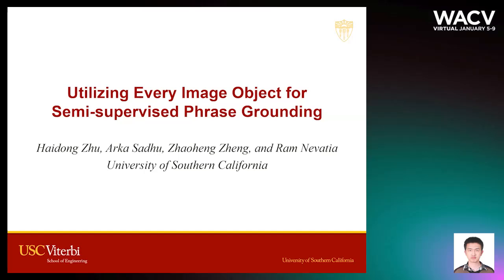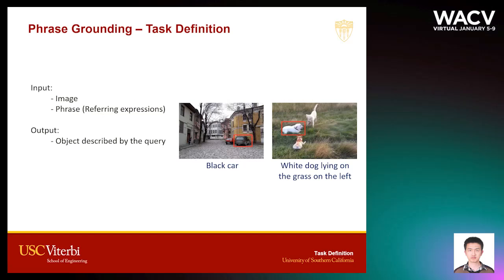Today I'm presenting our paper, Utilizing Every Image Object for Semi-supervised Phrase Grounding. We first present the definitions of the phrase grounding tasks. Given an image and a language query, the phrase grounding task is to localize the object described by the specific query in this image. For example, in the first image, we use a red bounding box to point out the black car based on the given query.